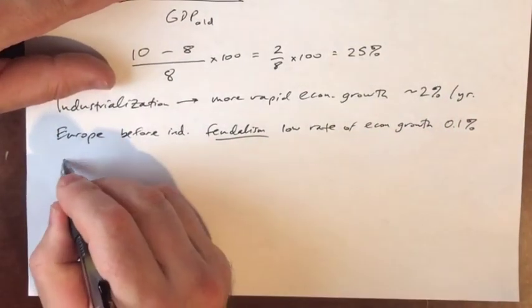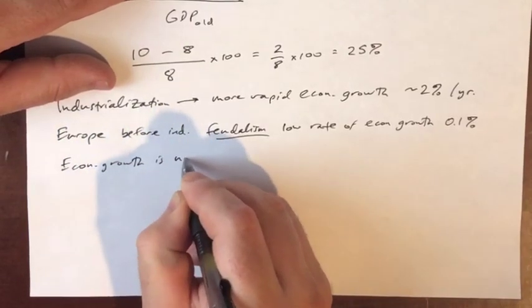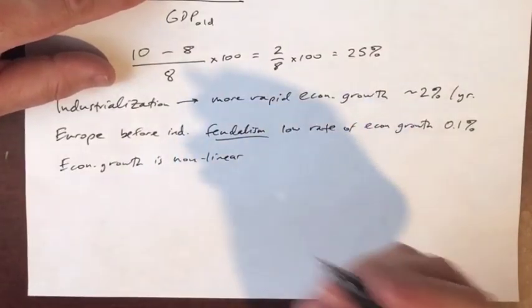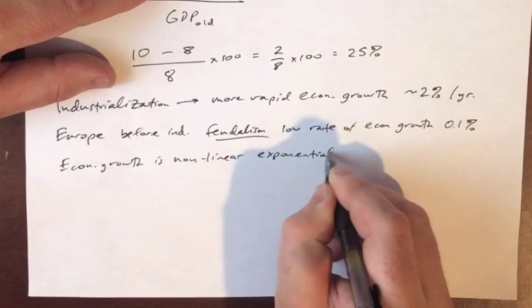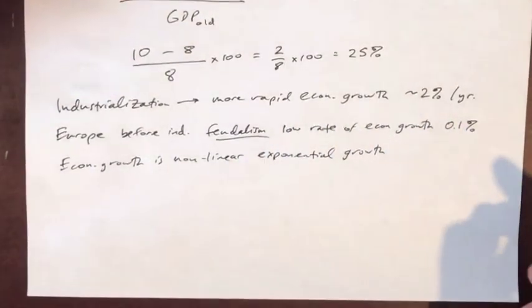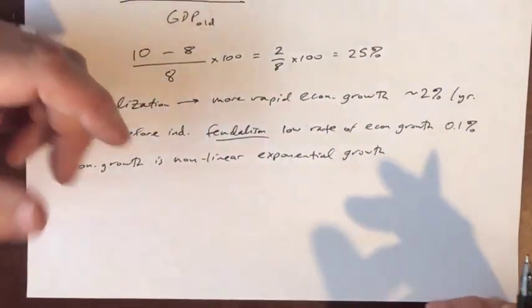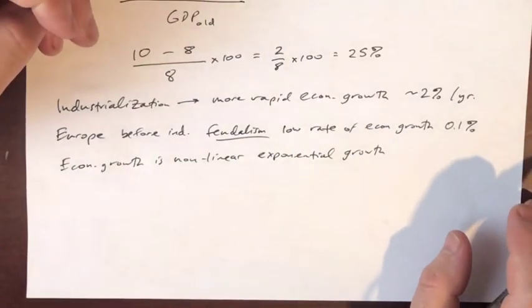So here's the thing. Economic growth is a nonlinear form of growth. It follows a nonlinear path. It is, in other words, exponential growth. And many things are like this, not just economic growth. Population growth is like this, the growth of investments. Many things follow an exponential growth path.